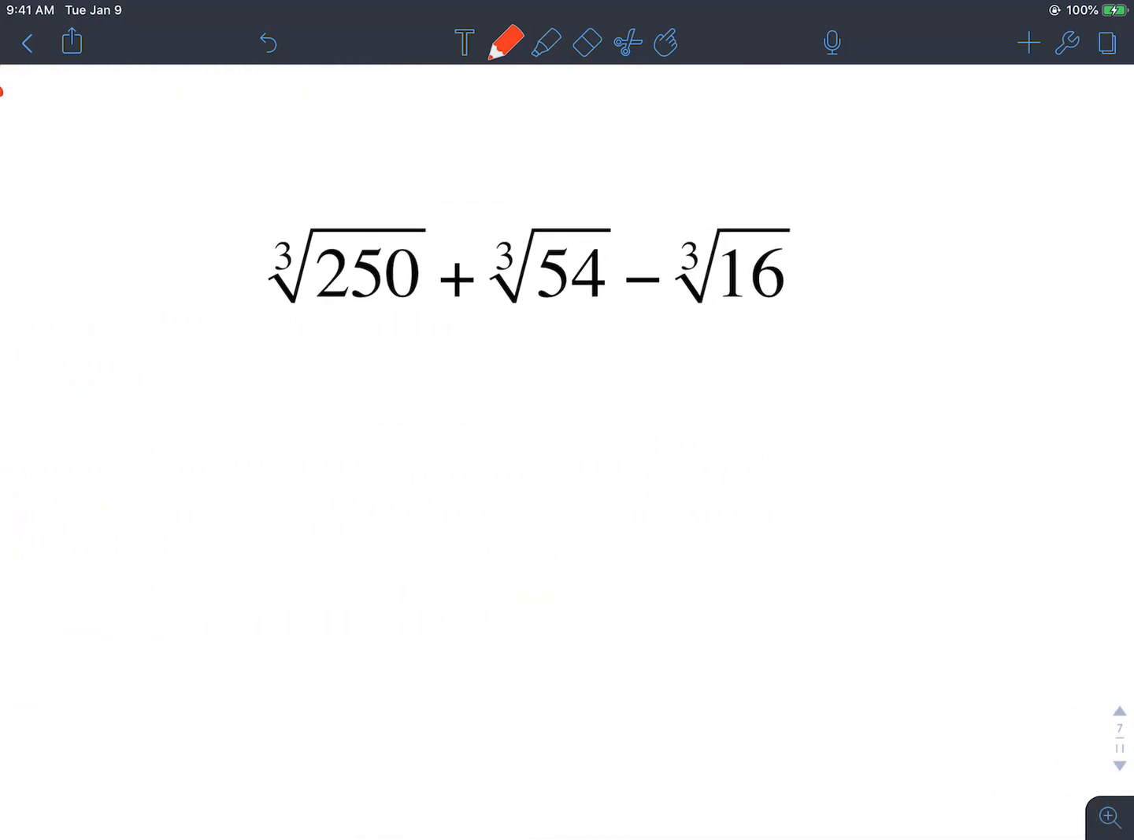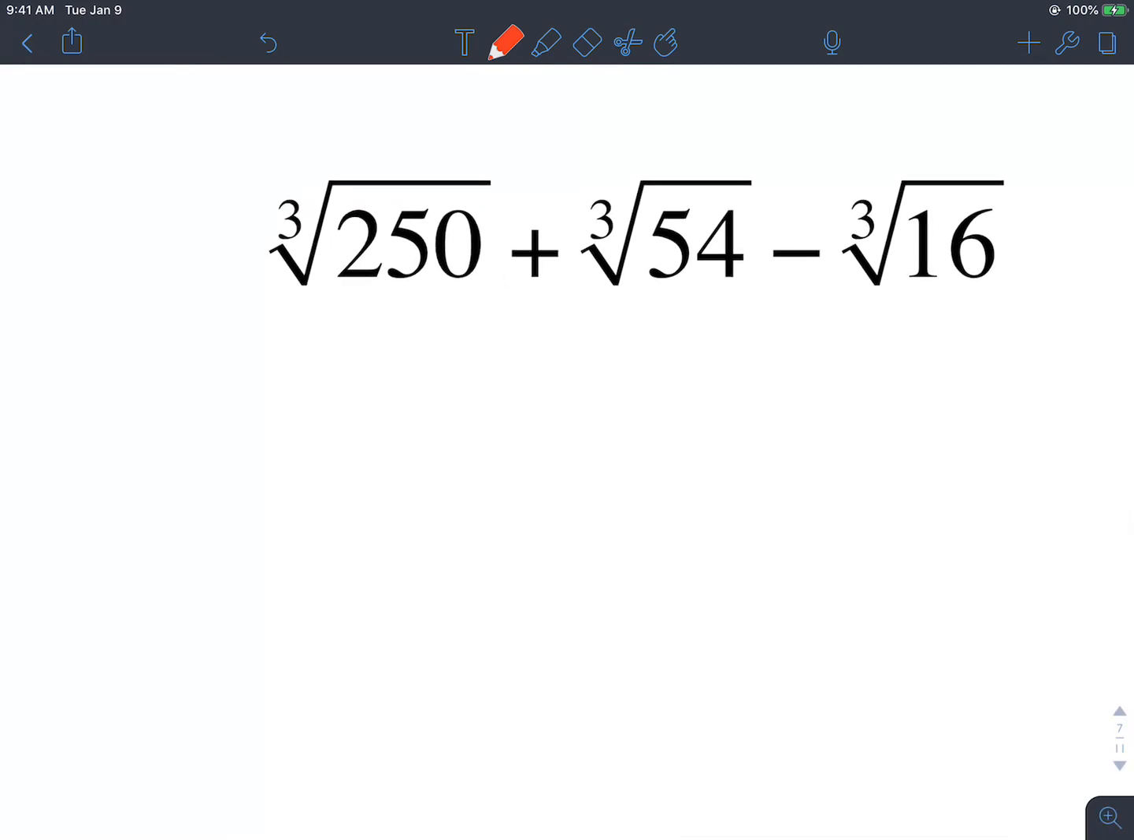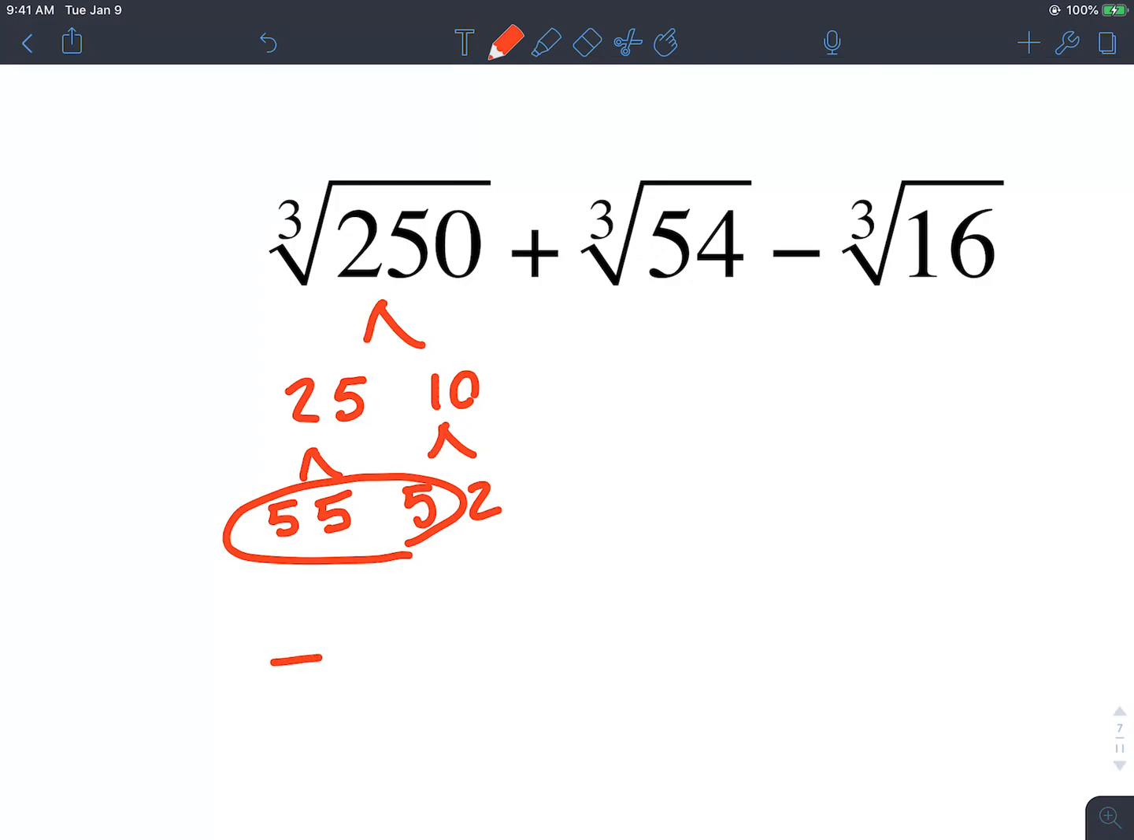Okay. Next one here is kind of the same idea, except we're dealing with some cube roots. So we need to be looking for groups of 3 things instead of 2. This one here, this is 250. 250 is 25 and 10. 10 you can go 5 and 2. 25 you can go 5 and 5. And then there's a group of 3 things there. This will be 5 and then cube root of 2 right there.